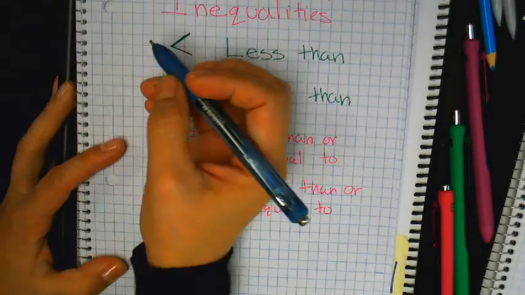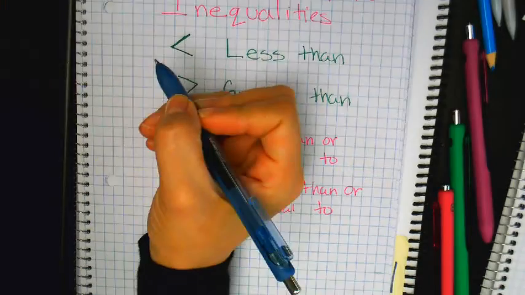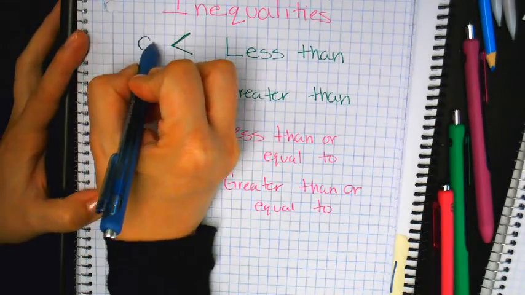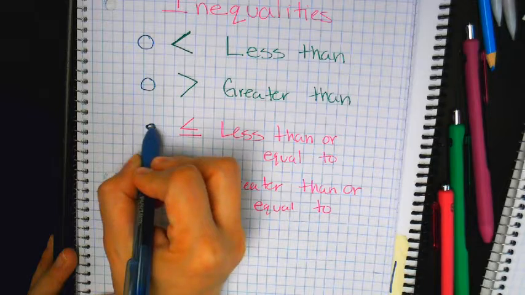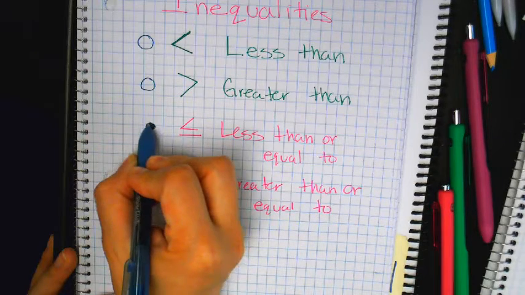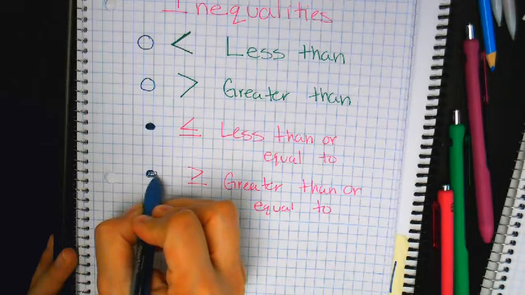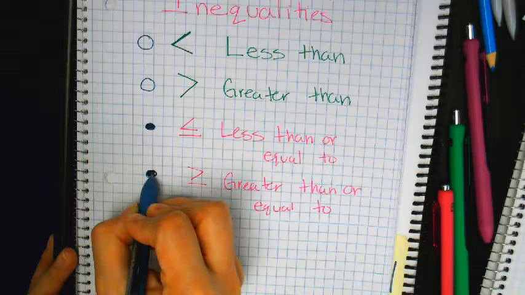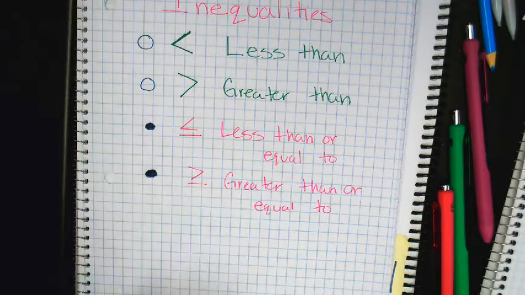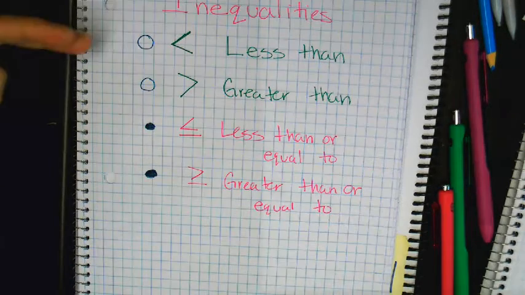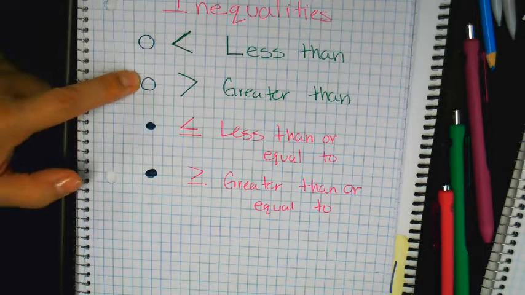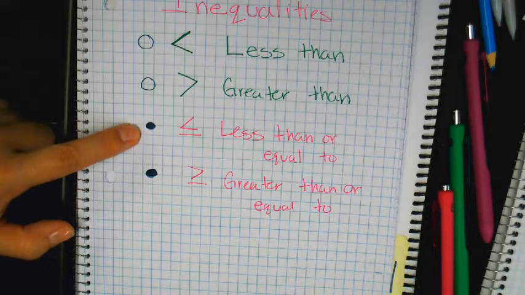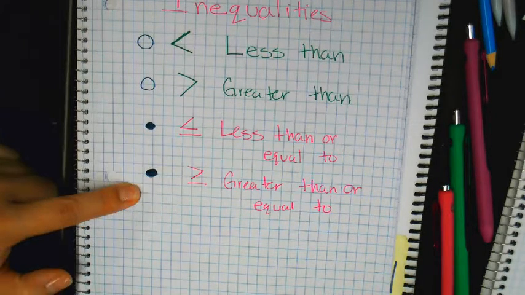I want you to put an open circle on the first two and a closed circle on the last two. Now these mean something. Open circle and closed circle mean something. Right now they mean nothing to you other than just write them down. Open circle for less than, open circle for greater than, closed circle for less than or equal to, closed circle for greater than or equal to.